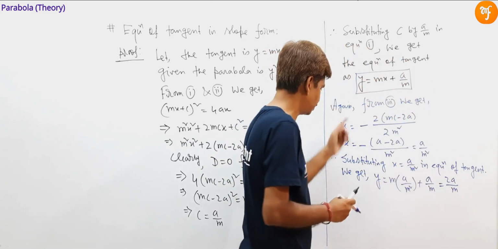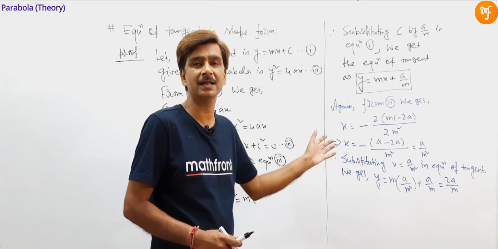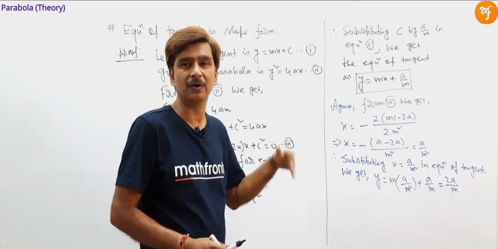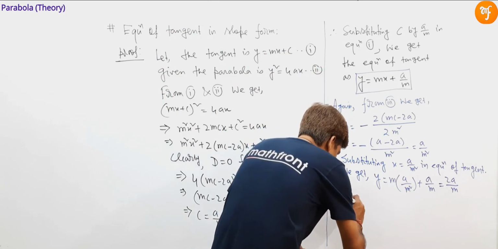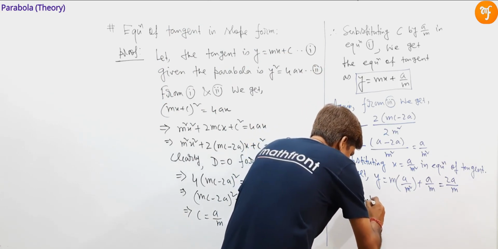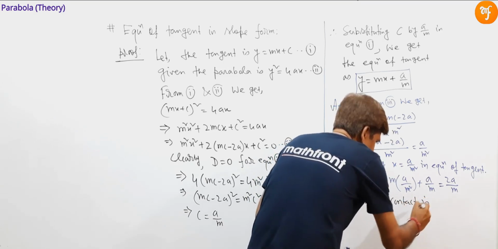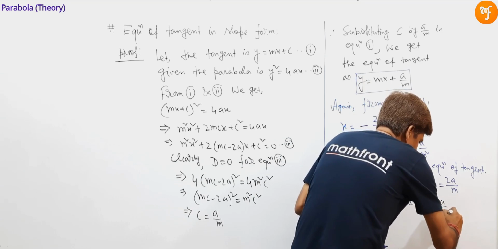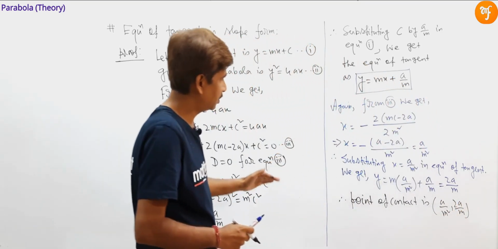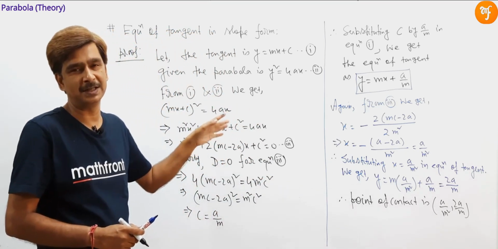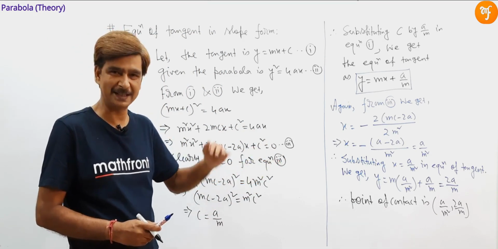So this x and y are nothing but the x and y coordinates of the point of contact. Is it? So the point of contact we can write. Therefore, point of contact is (a by m square, 2a by m). Understand? So in this way, we can find the equation of tangent in slope form and its point of contact in terms of m. It is clear?